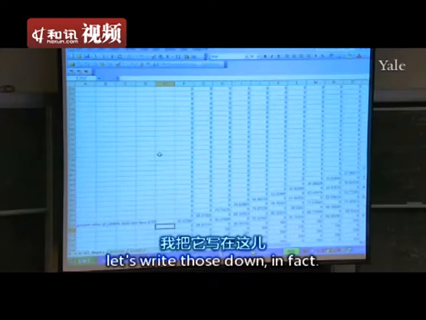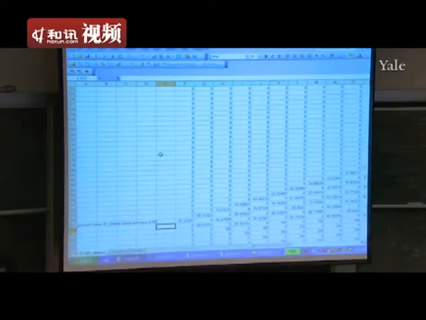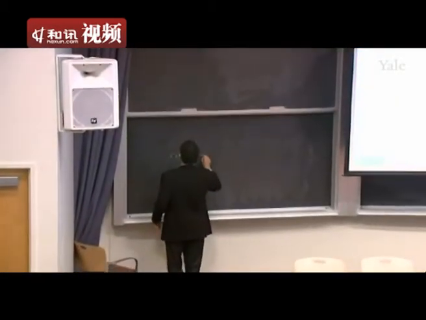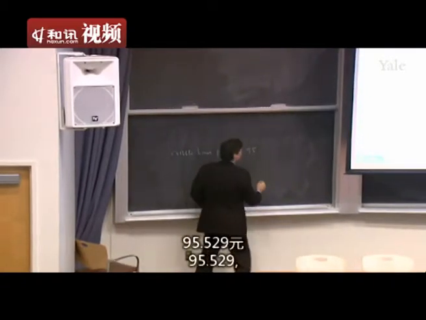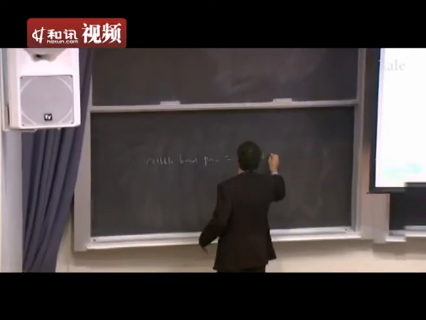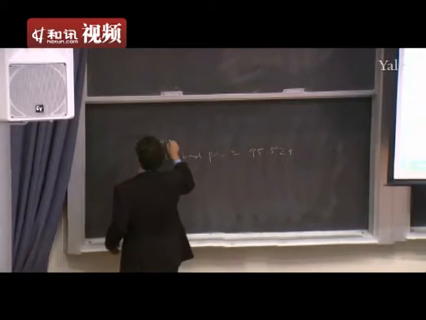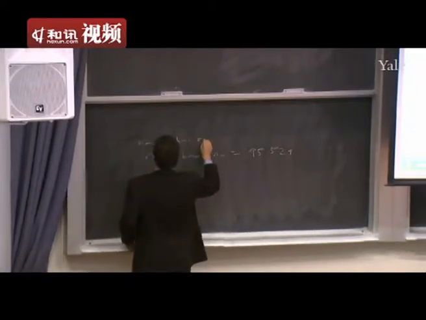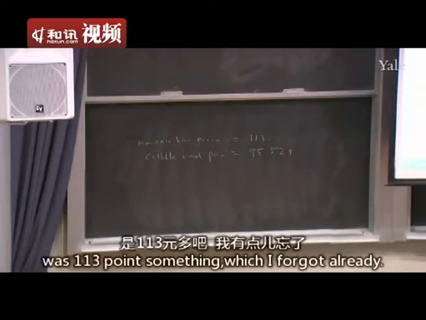So let's write those down, in fact. So the callable bond is $95.529. Okay, a non-call was 113 point something, which I forgot already.